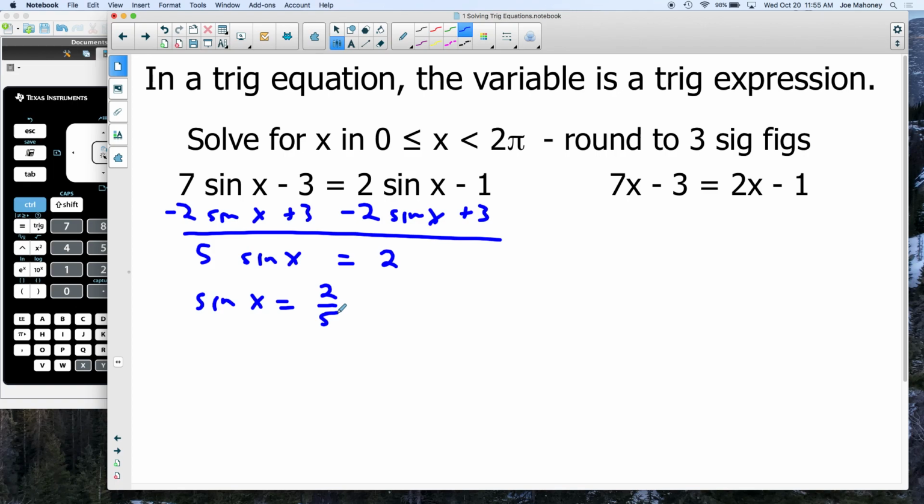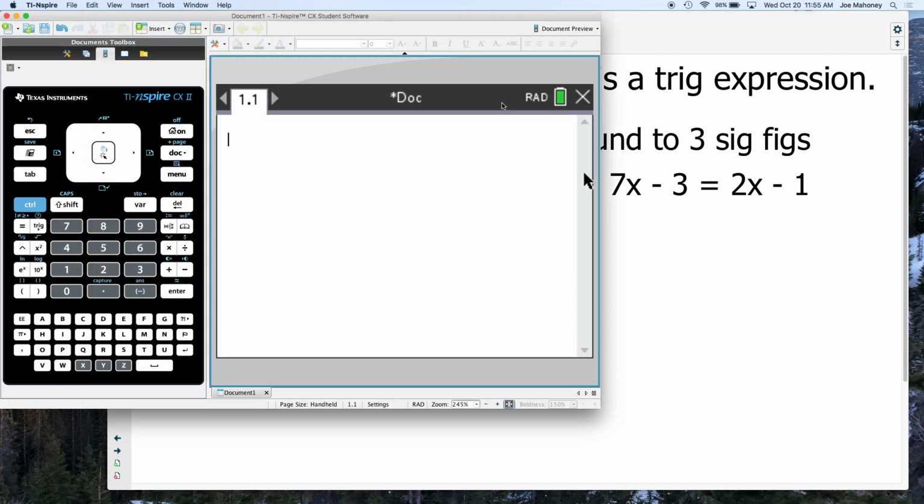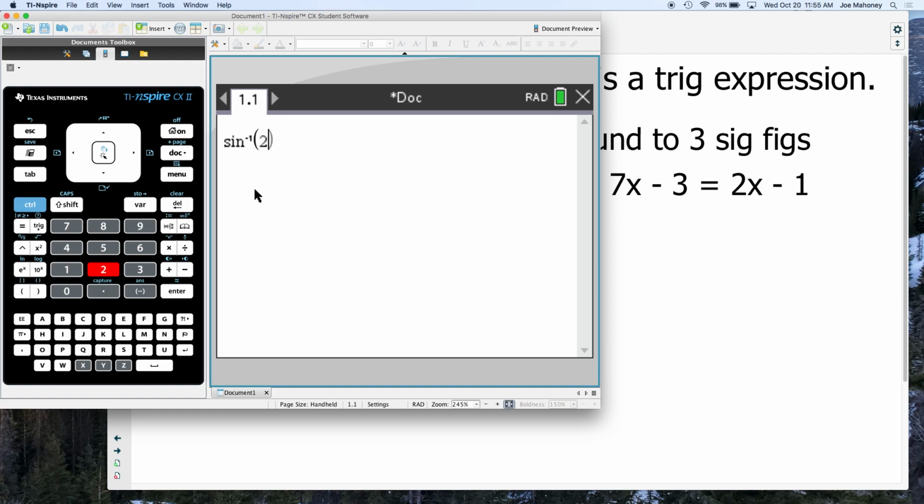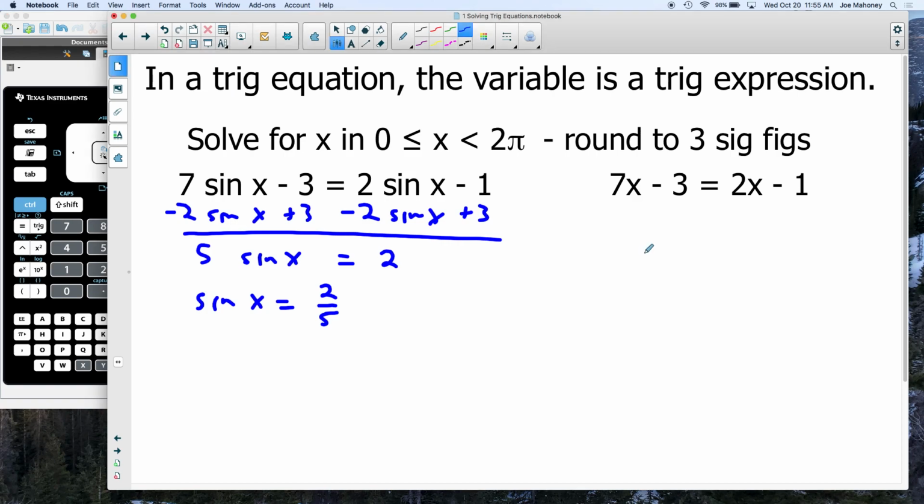So now you just have to do your inverse trig. It's not too bad. Let's go to our calculator for a minute. First of all, I'm noticing that I'm solving for x in 0 to 2 pi, which means I'm going to get an answer in radian mode. Yep, my calculator's in radian mode. That's good. So let's go inverse sine, and we'll do 2 divided by 5, and I get 0.411516. Okay, but here's something we have to think about. That's one of our answers. To 3 significant figures, we have 0.412.